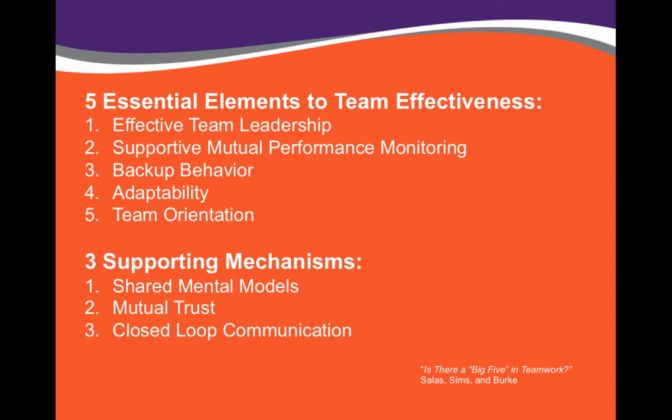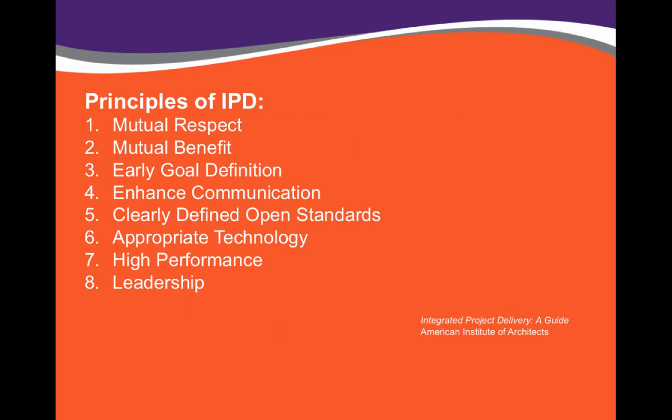"Is There a Big Five in Teamwork" actually lays out 5 essential elements to team effectiveness, and you can see those here. They also have 3 supporting mechanisms: shared mental models, mutual trust, and closed loop communication. In IPD, you have principles, and these are presented in the Integrated Project Delivery guide published by the American Institute of Architects. You can see here there are 8 of these.